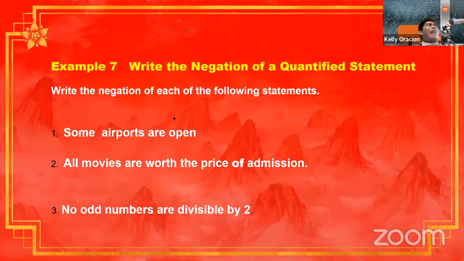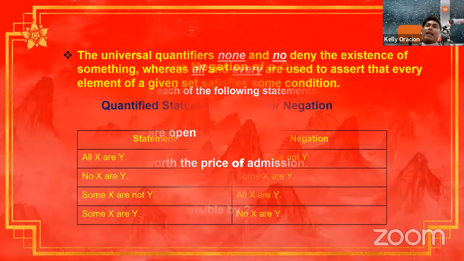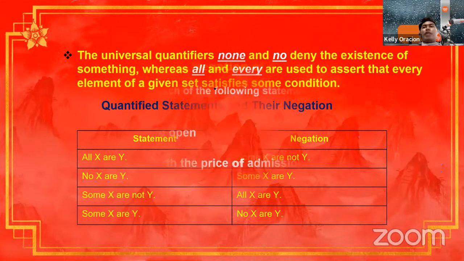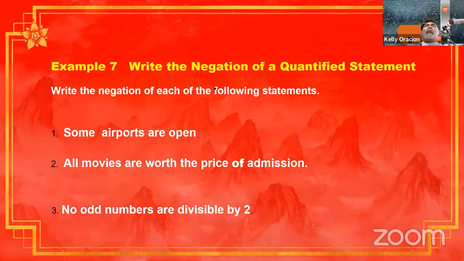Okay, so the answer. Balikan natin. Pag some, it's either no or none. Pag some not, all or every. So in this problem, the negation of the statement, some airports are open, is no airports are open, or none of the airports are open.